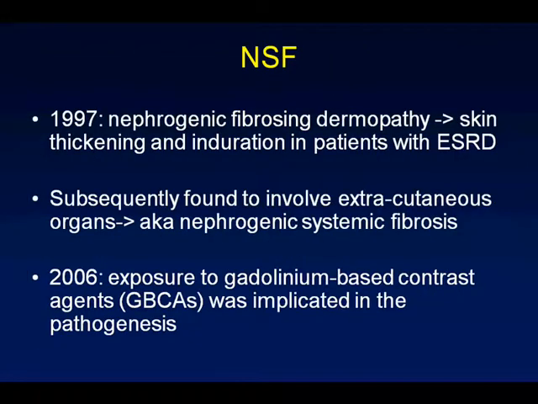So just to give a bit of brief background, it was first described by pathologists, termed nephrogenic fibrosing dermopathy, because it involved the skin. It caused patients in end-stage renal failure to have skin thickening and induration. Subsequently, in autopsy studies around 2003, they found that it involved extracutaneous structures, as already mentioned on the previous slide. In 2006, a link was made that these patients also had exposure to gadolinium contrast dye, and that was implicated in the pathogenesis.